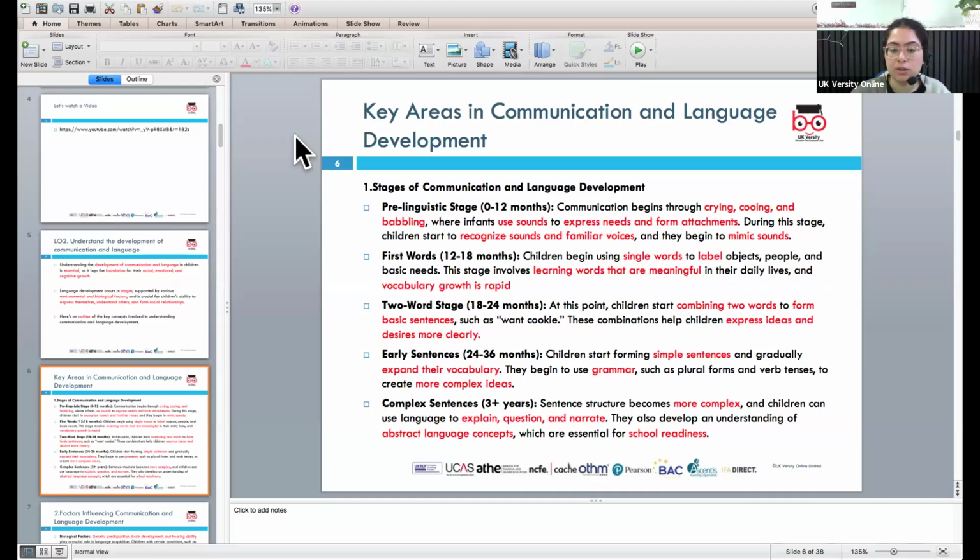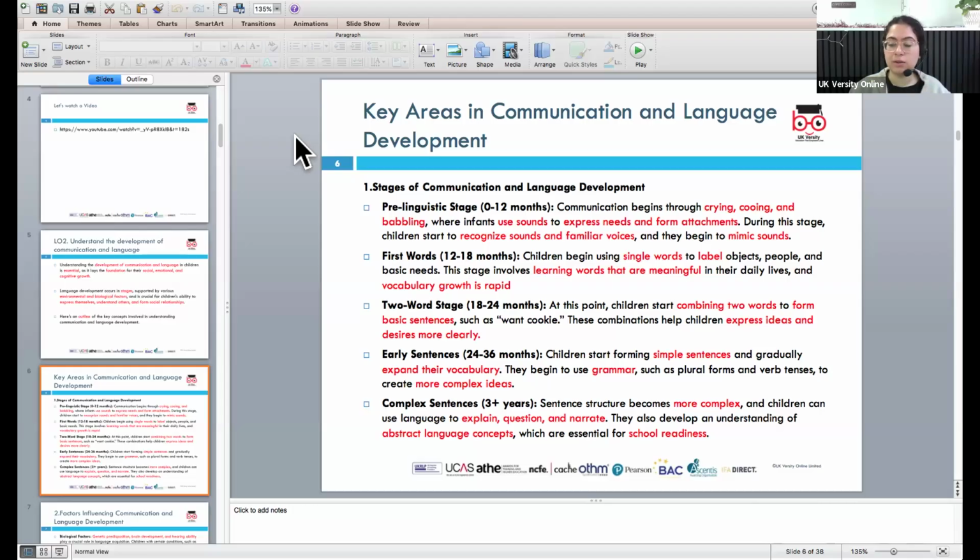So the two-word stage starts from 1.5 to 2 years. At this point, children start combining two words to form basic sentences, like "want cookie." These combinations help children express their ideas and desires more clearly. And then the early sentences, which is from 2 to 3 years, children start forming simple sentences and gradually expand their vocabulary. Now they begin to use grammar, such as plural forms and verb tenses, to create more complex ideas.